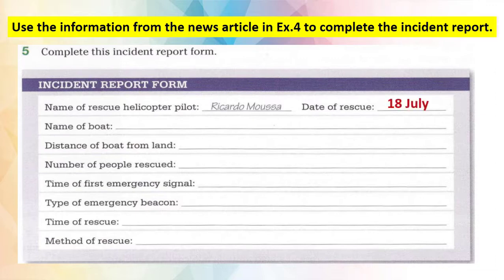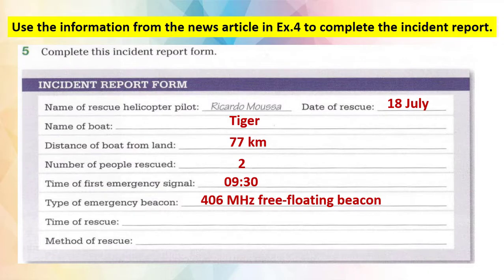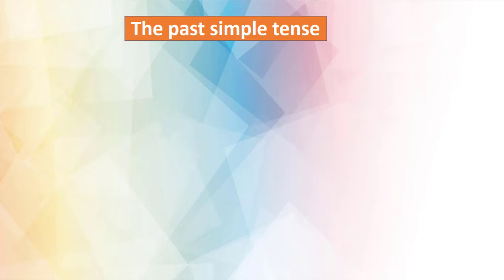Date of rescue, 18 July. Name of boat, Taiga. Distance of boat from land, 77 kilometers. Number of people rescued, 2. Time of first emergency signal, 9:30. Type of emergency beacon, 406 megahertz free floating beacon. Time of rescue, 11. Method of rescue, winch into helicopter. Good. Now let's revise the past simple tense.